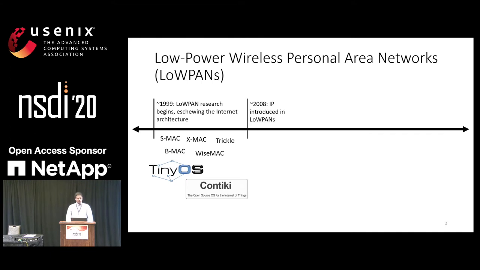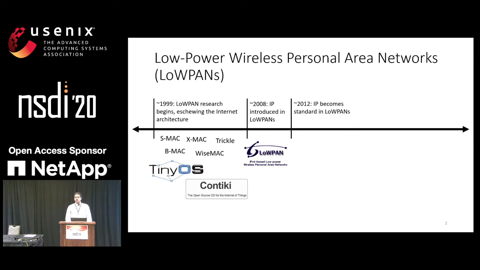About 10 years later, the Internet Protocol was introduced in this space, largely enabled by the 6LoWPAN adaptation layer. And what happened here is that researchers found ways to take the techniques that had been developed earlier and adapt them to work within the Internet architecture. And this basically caught on. So in 4 to 5 years, IP had essentially become the standard. And nowadays, everyone uses IP in LoWPANs.